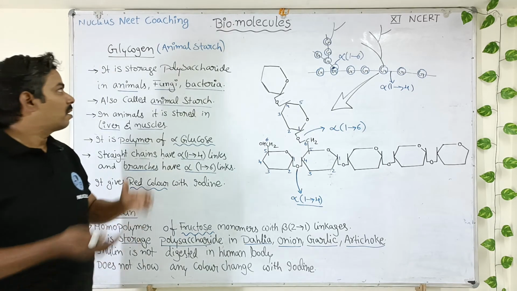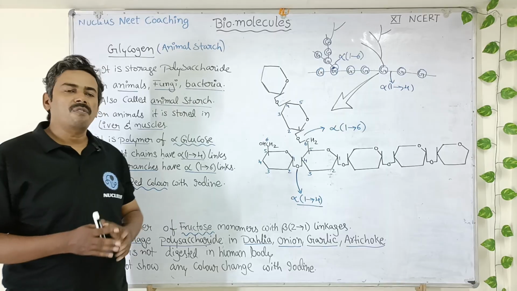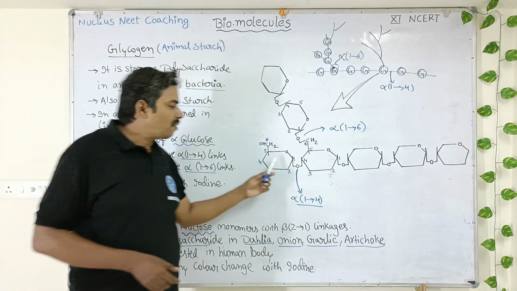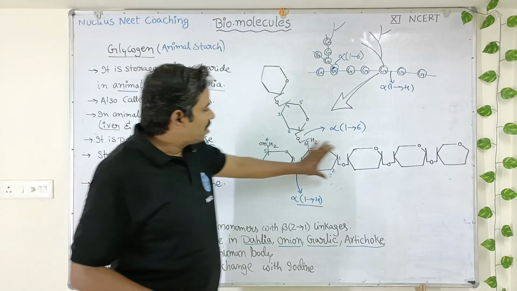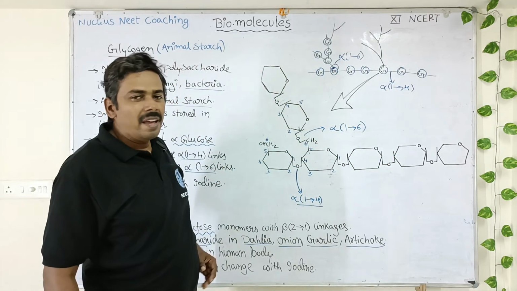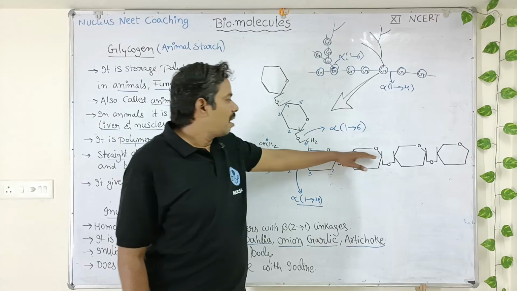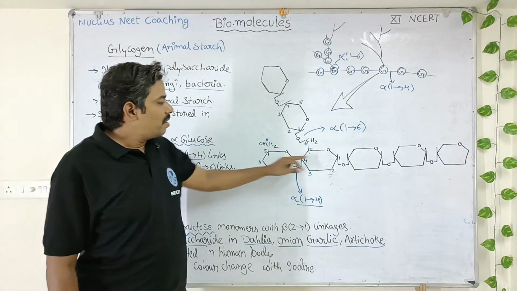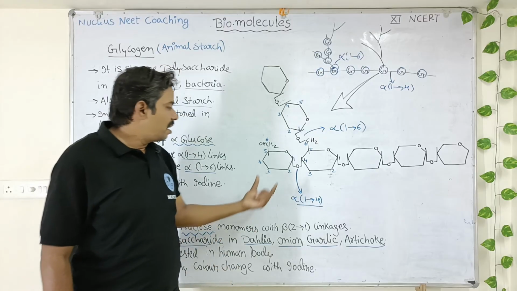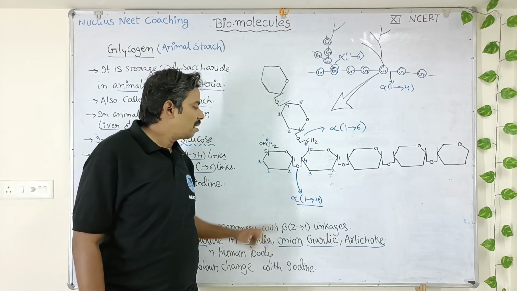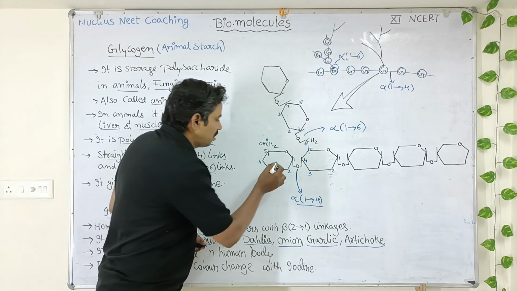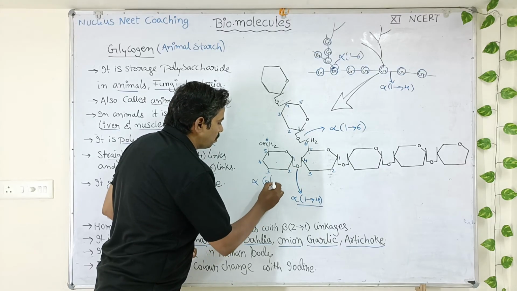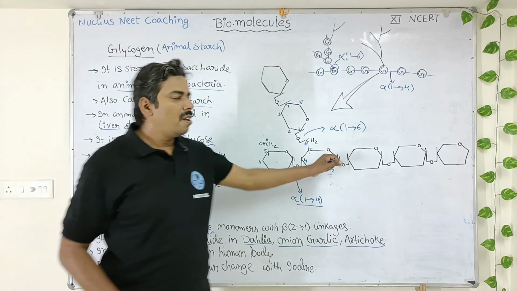Now, it is a polymer of alpha glucose. Just like starch, glycogen is also a polymer of alpha glucose monosaccharides. Look at the structure of glycogen, students. This is the structure of glycogen. In glycogen you can see straight chains and also several branches. In the straight chain, each molecule represents alpha glucose. This is alpha glucose, this is also alpha glucose. All these molecules are alpha glucose molecules.